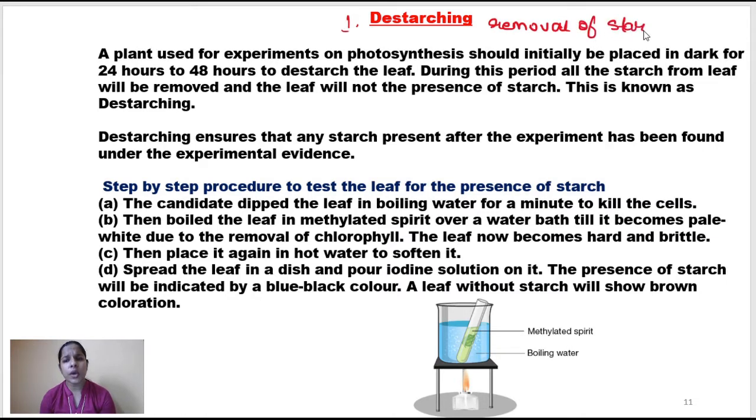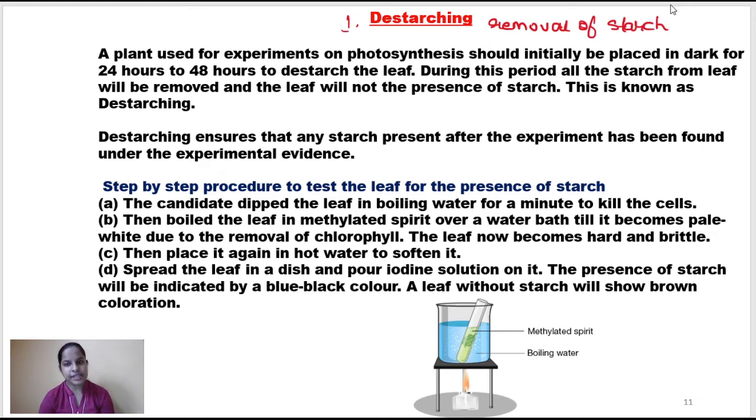Why is it so important? It is so important because if the starch is already present in the leaf before and after performing the experiment, we cannot conclude whether photosynthesis has taken place or not, or we cannot draw a conclusion on how these factors are helping to perform the phenomenon of photosynthesis.